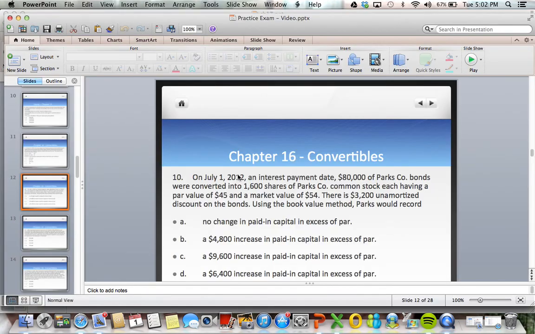Keep in mind, with bond conversions, the idea is we just take the bond as is, and then we just put into equity however much that bond value creates in equity. We don't really look at the market value of the equity here. That's just extra information. So the answer here is B, 4,800.